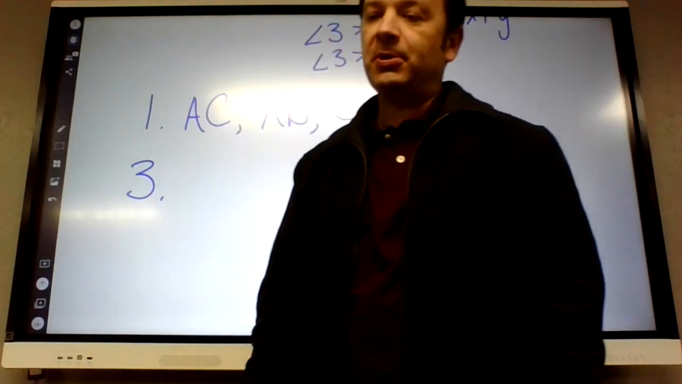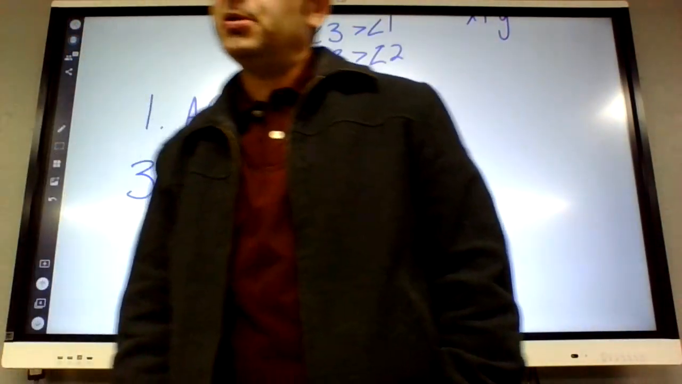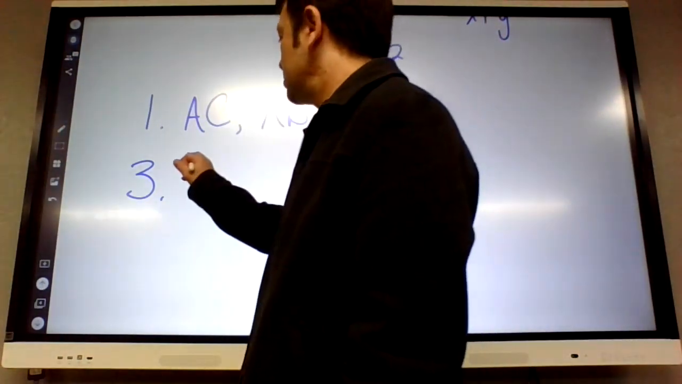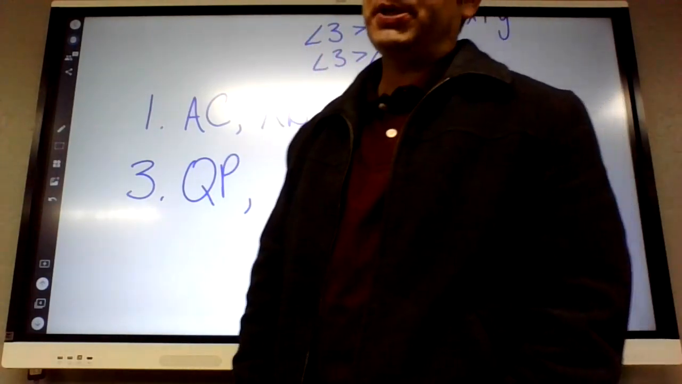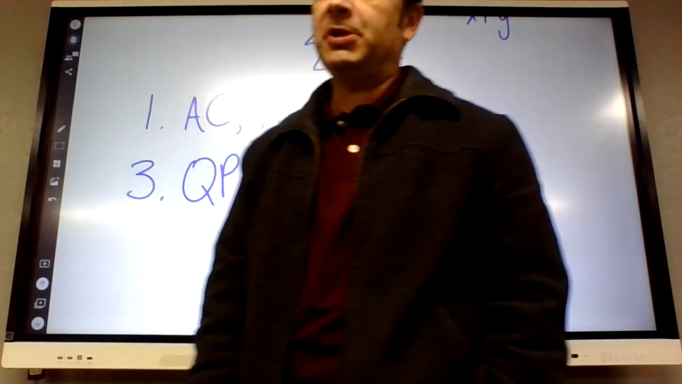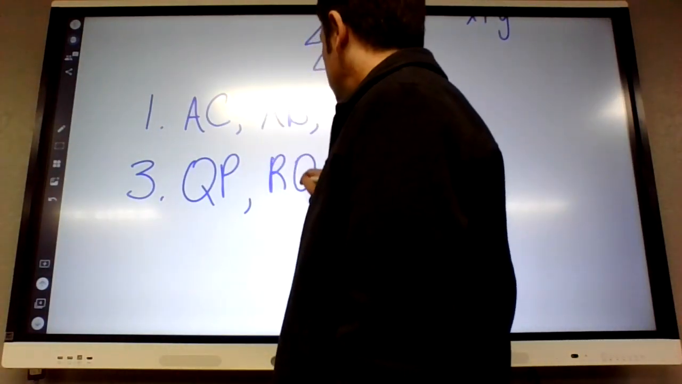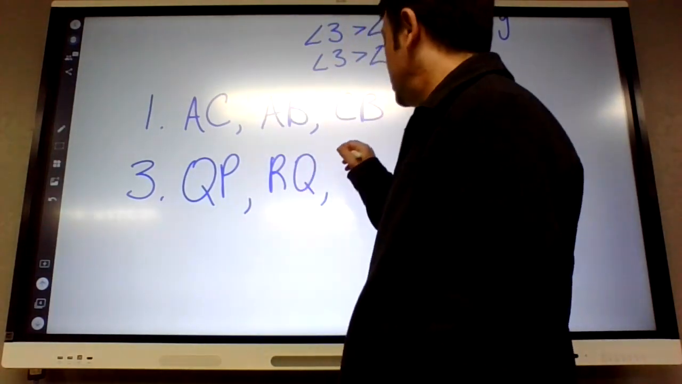Number 3, the small angle on 3 is angle R. So the small side is QP. The medium angle is angle P. So the medium side is RQ. And that leaves angle Q opening up to RP.